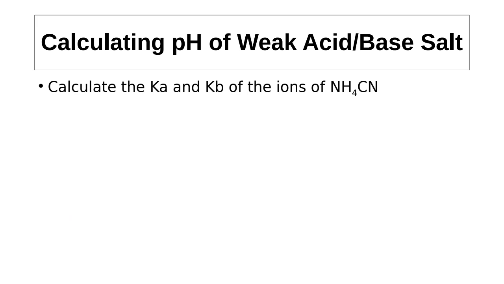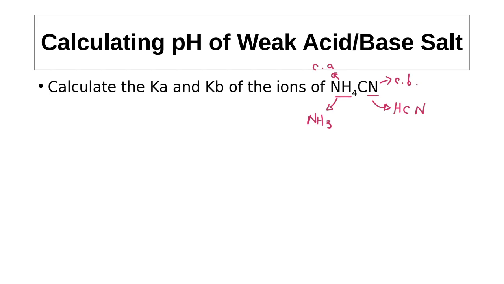So what we need to do is calculate the Ka and the Kb of these two different ions. And in order to do that, we have to understand what acid or base these conjugates were derived from. So the ammonium ion would have come from the ammonia molecule. The cyanide ion would have come from the HCN molecule. And we have to recognize that this is a conjugate base and that ammonium is a conjugate acid.